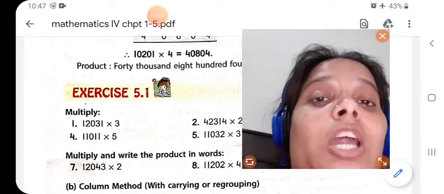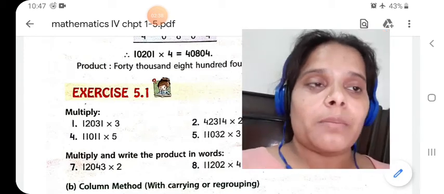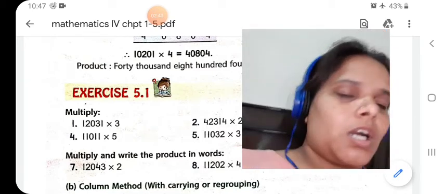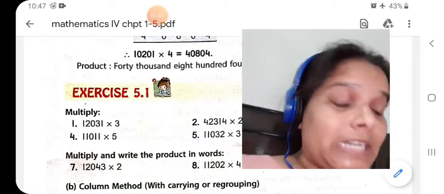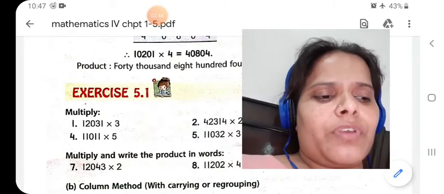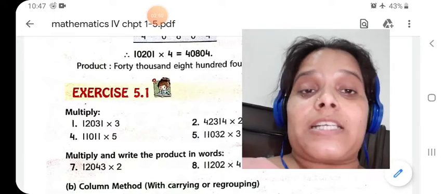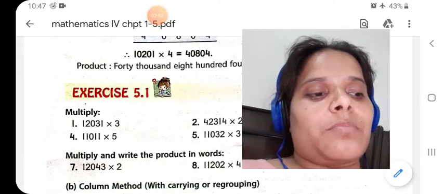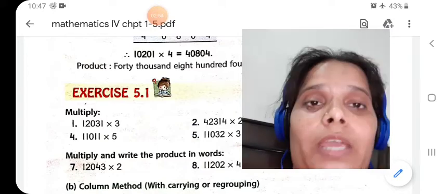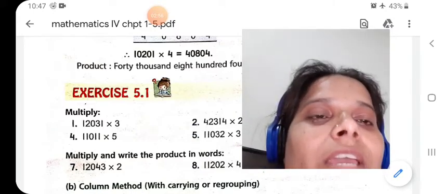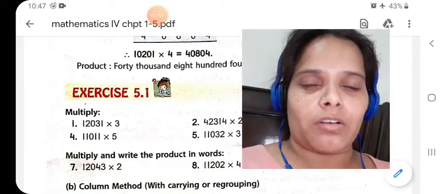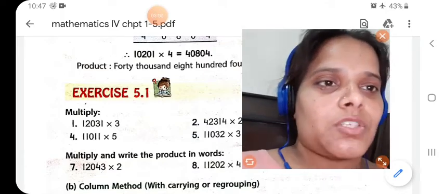Now after that we have done multiplication with a single digit with carry, or with regrouping, which I have already discussed in all my other videos. So now we are going to take a recall of that also. Let's see.